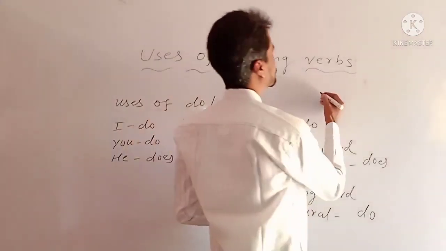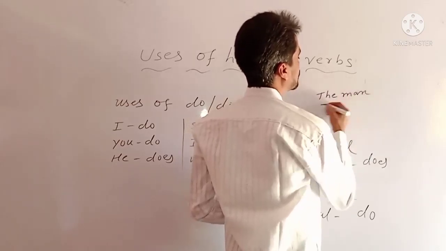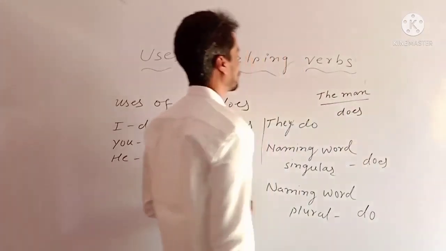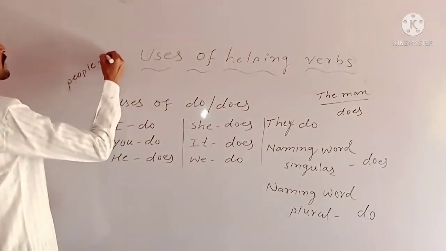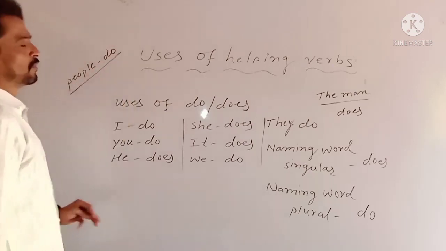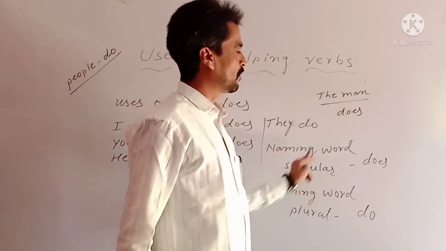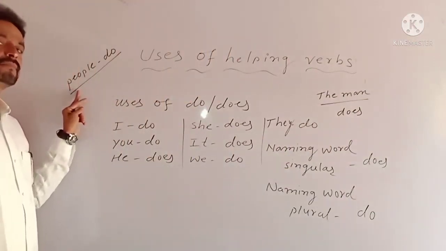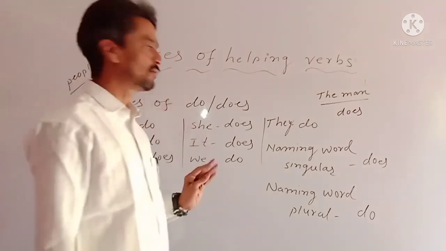For example, the man. This is the naming word, so we can use does. People. Here we can use do. Why? Because the man is a naming word in singular form, so we use does. People is a naming word in plural form, so we can use do. I think it is clear to you what the uses of do and does are.